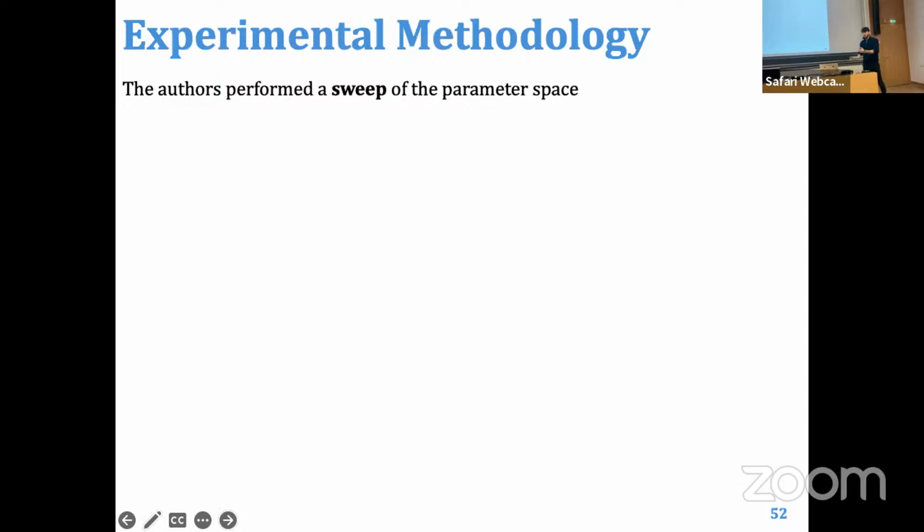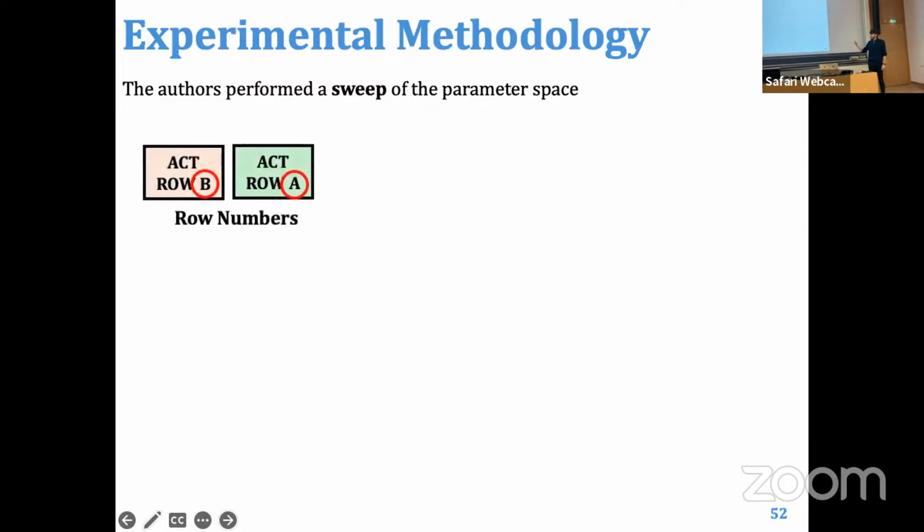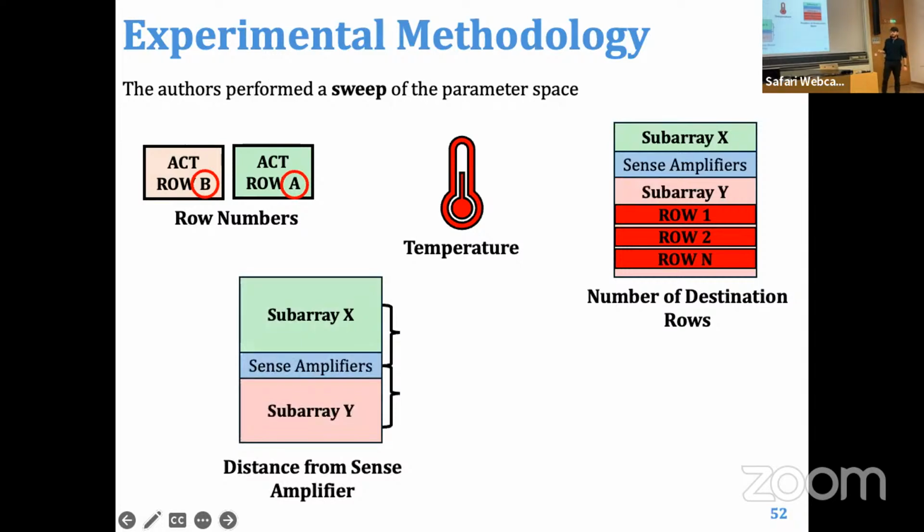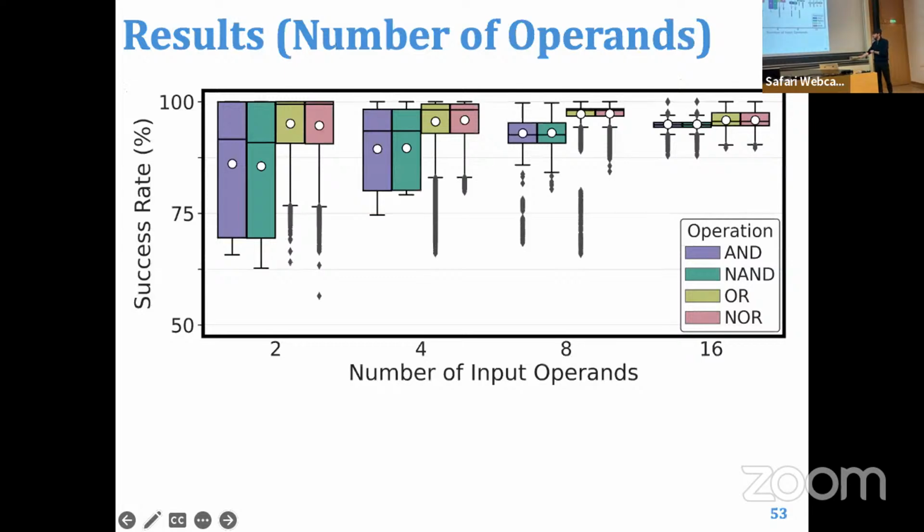So let's see how the authors experimented and what the results were. How robust is this operation? So again, they showed different row numbers, different temperatures, different numbers of destination rows, different distances from the sense amplifier, and different speed rates and die sizes, again. And these are some of the results.